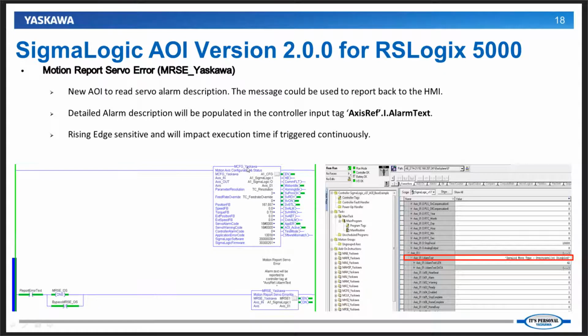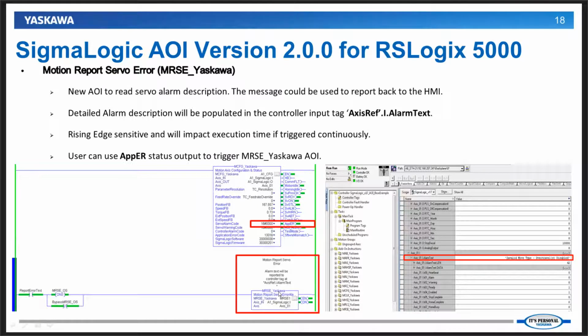And the thing to remember here is that it is rate sensitive and will impact execution time if triggered continuously. So my favorite way to execute this block was to tie this app error directly to the input condition of the AOI, so that I execute this AOI only when there is an app error or an error in the system. So once I execute this, my alarm text gets populated here.